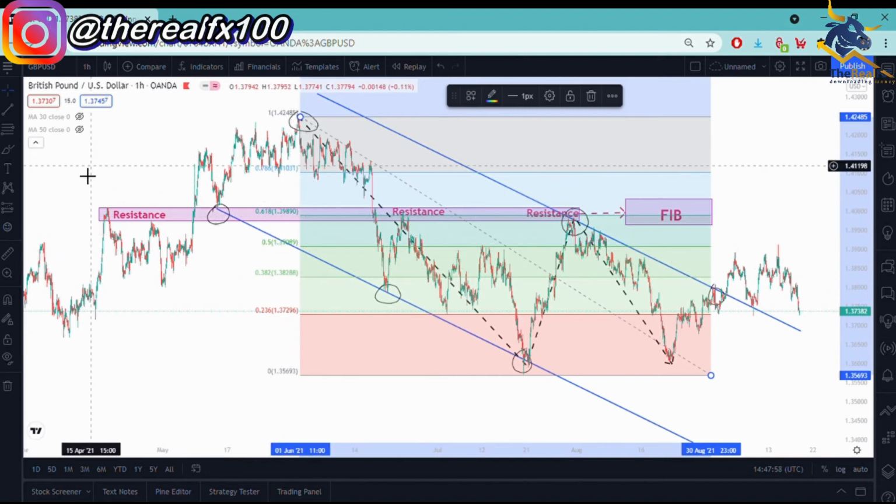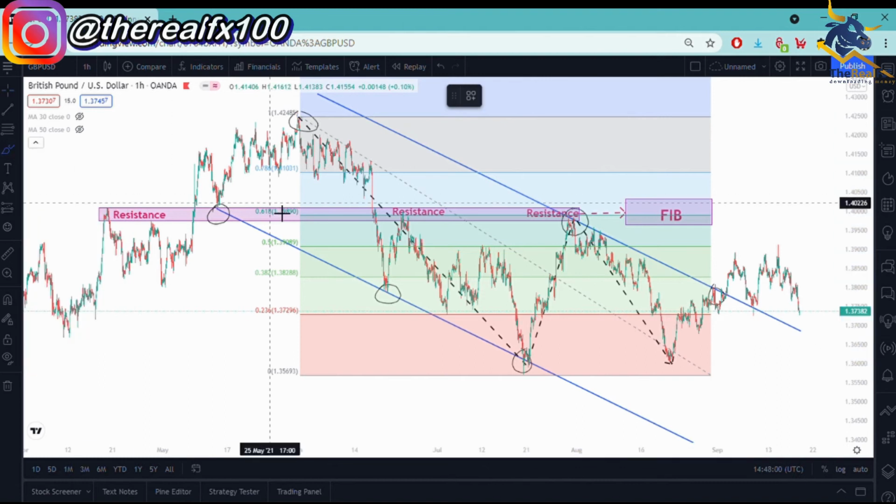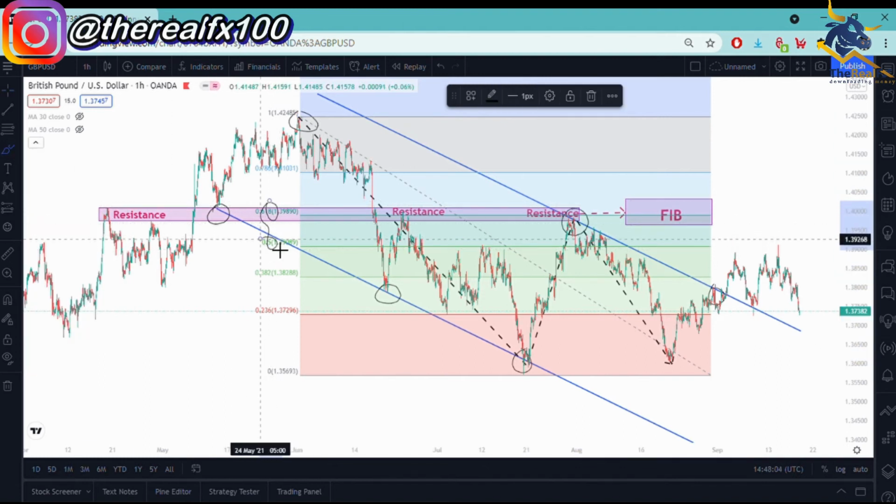Now the market turned way around the 0.68 and 0.5 zone. As you can see here, the market turned on the zone. All right, it's not a coincidence. We call this a V.V.I.P zone.